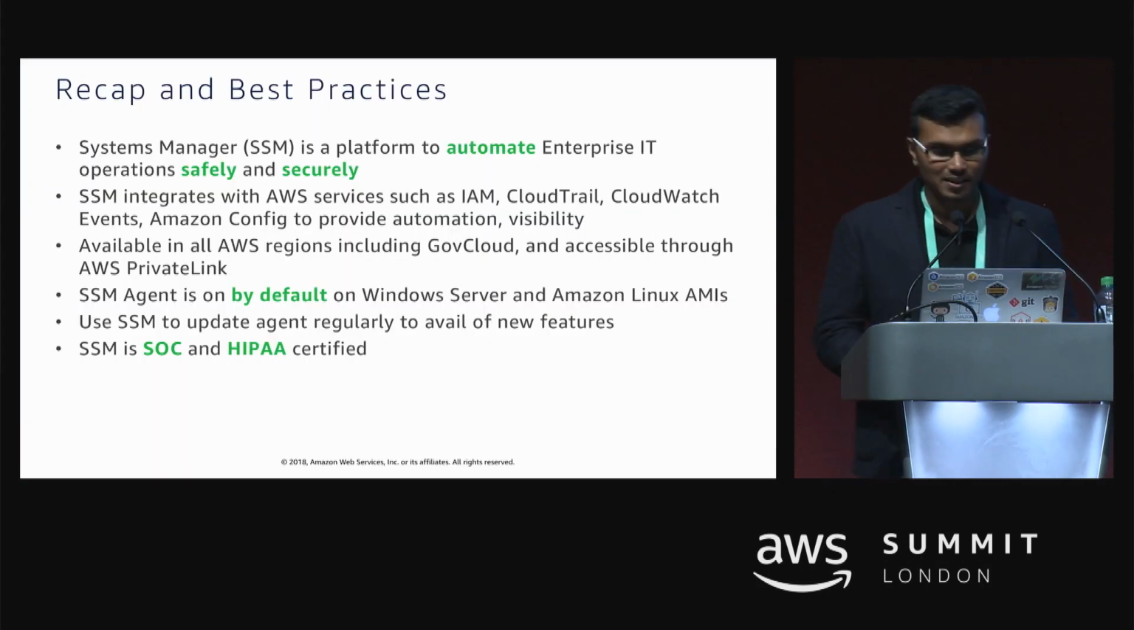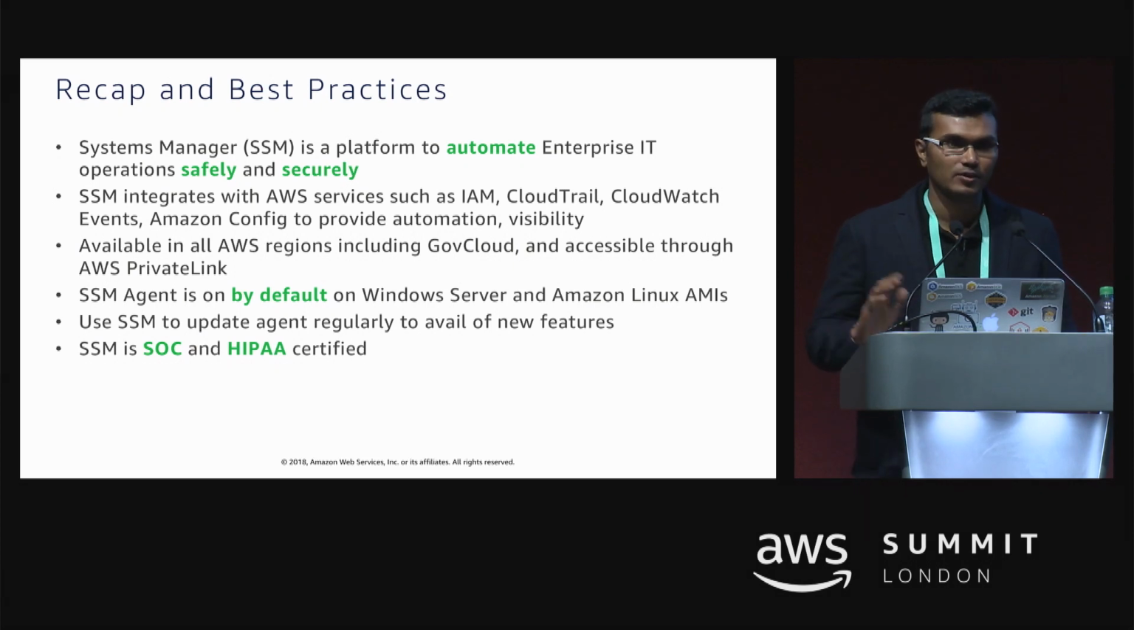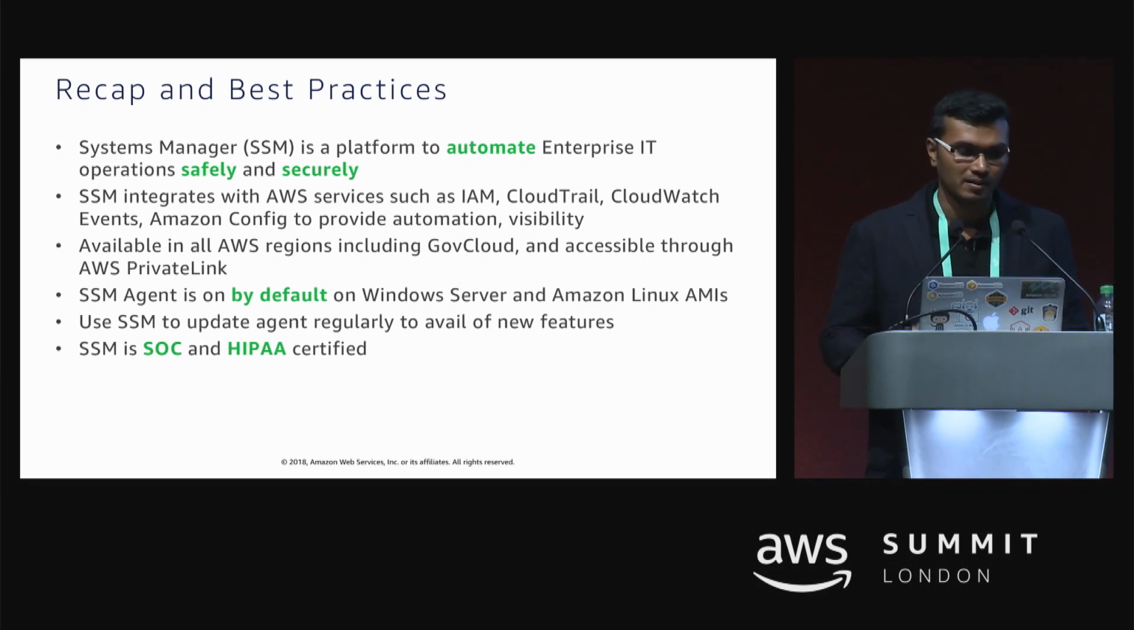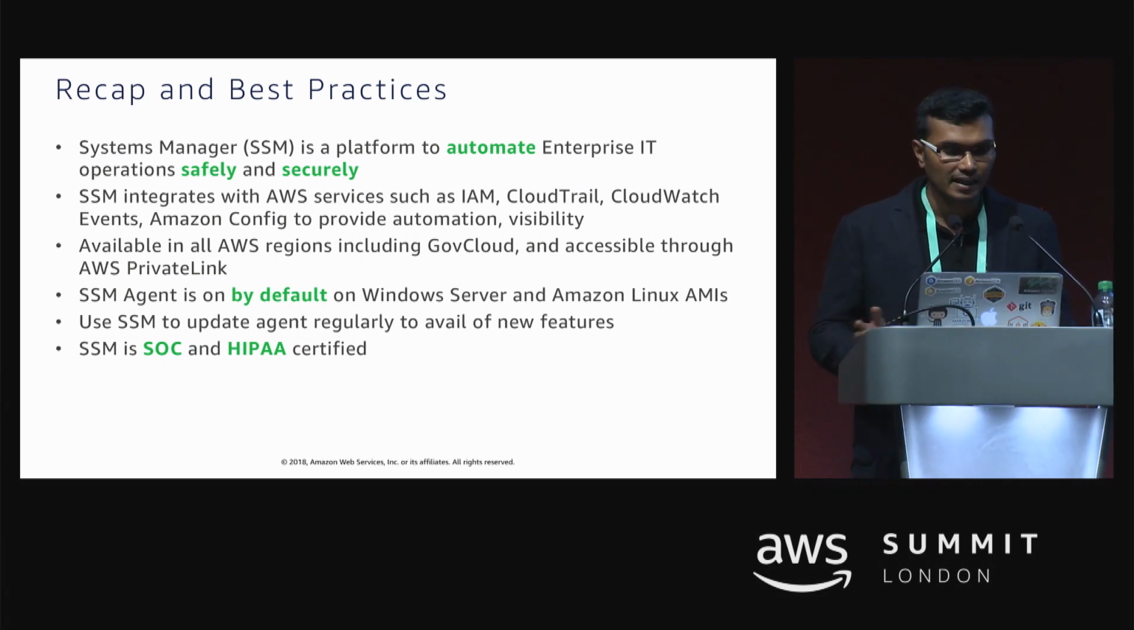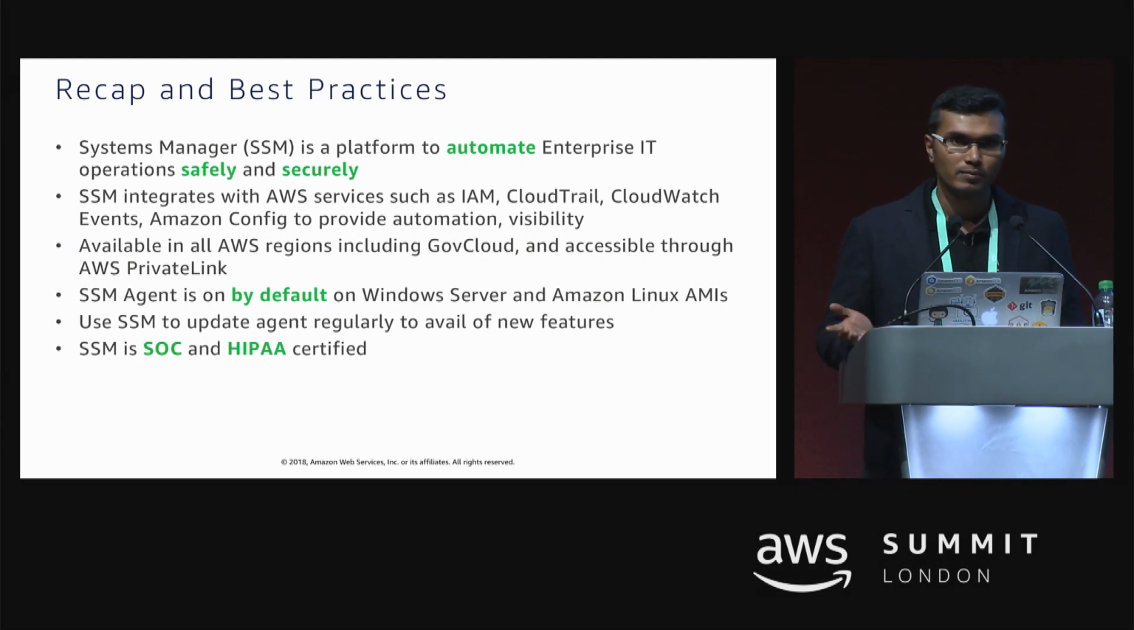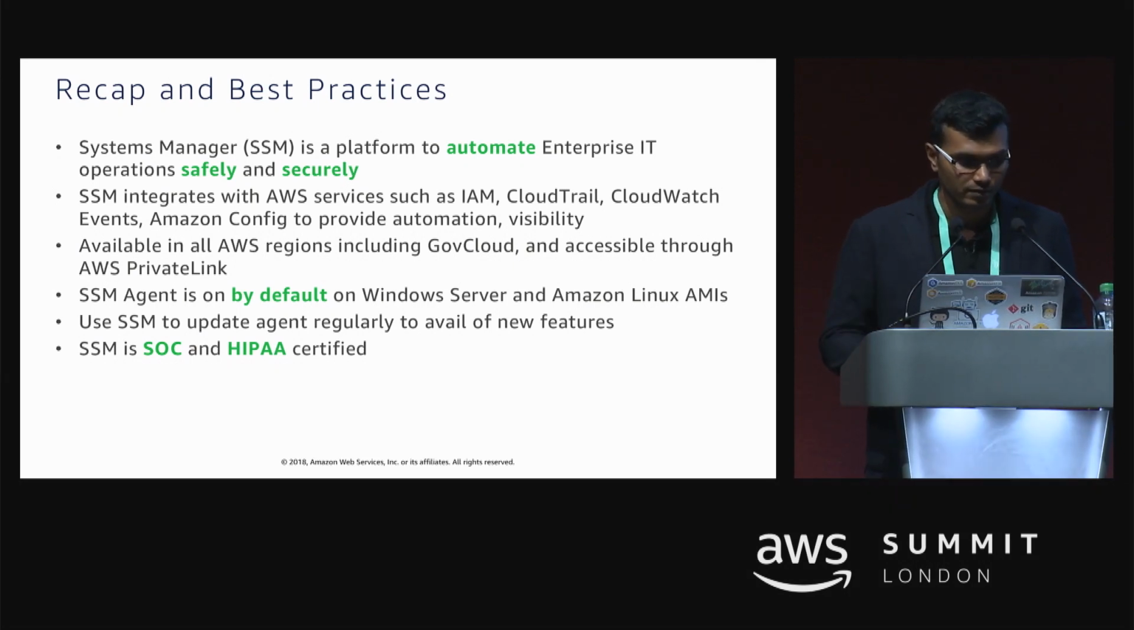Thank you, Alex. Just to recap, basically you can use Systems Manager as a platform to automate your IT operations. It has integration with other AWS services like IAM, CloudTrail, CloudWatch, and various other services to provide you automation and visibility. It's available across all AWS regions as well as accessible via AWS PrivateLink. So this is a way you can actually create a private network between your resources running in your VPCs to AWS services, the supported AWS services.